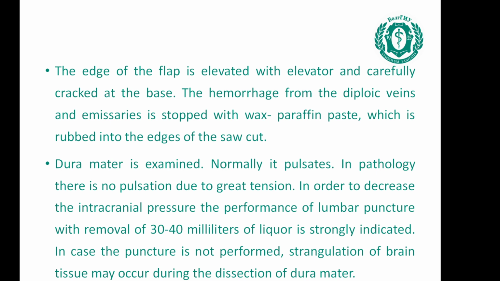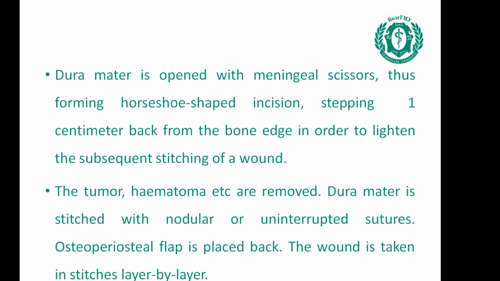In order to decrease the intracranial pressure, the performance of lumbar puncture with removal of 30 or 40 milliliters of liquor is strongly indicated. In case the puncture is not performed, strangulation of brain tissue may occur during the dissection of the dura mater. The dura mater is opened with meningeal scissors, thus forming a horseshoe-shaped incision stepping 1 centimeter back from the bone edge in order to lighten the subsequent stitching of the wound.